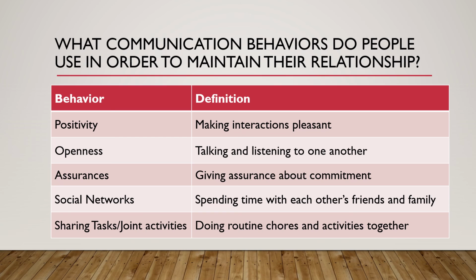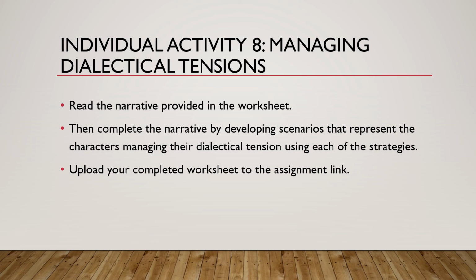So that summarizes the different theories of relational maintenance that were discussed in Chapter 9. For your individual activity for this chapter, I'm going to have you work through the relational dialectics theory. I have a brief narrative that represents a dialectical tension, the tension between autonomy and connection. And what I would like for you to do in this activity is to read the scenario and then use the different strategies that we talked about in the lecture for today and that are in your book to complete the narrative.